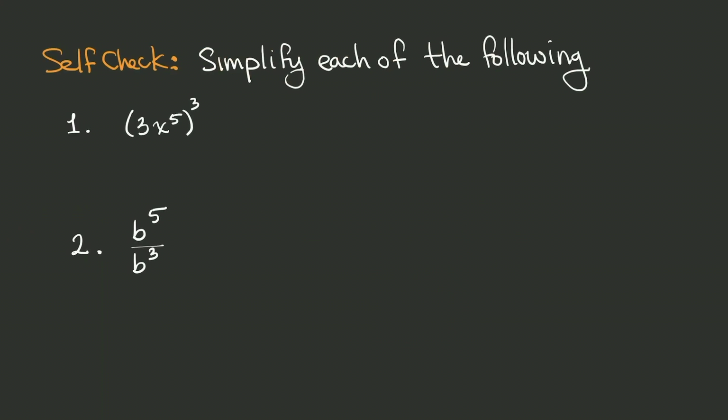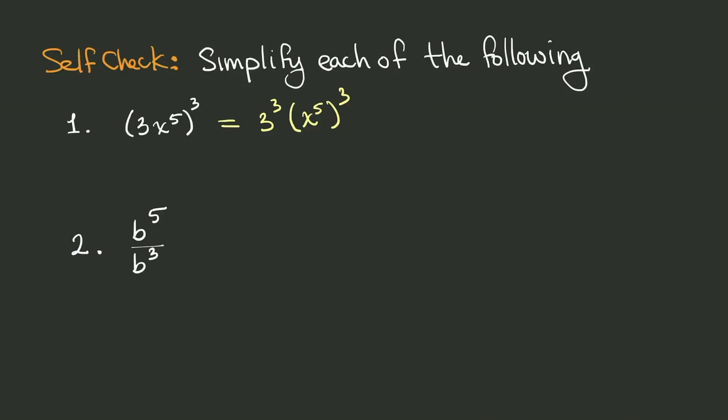Let's check for understanding. Work this one out on your own first, and then come back and check your answer. Here we have 3x to the 5th, and then that entire quantity is raised to the 3rd power. The first thing that we can do is split this up so that we have 3 to the 3rd power multiplied by x to the 5th to the 3rd power.